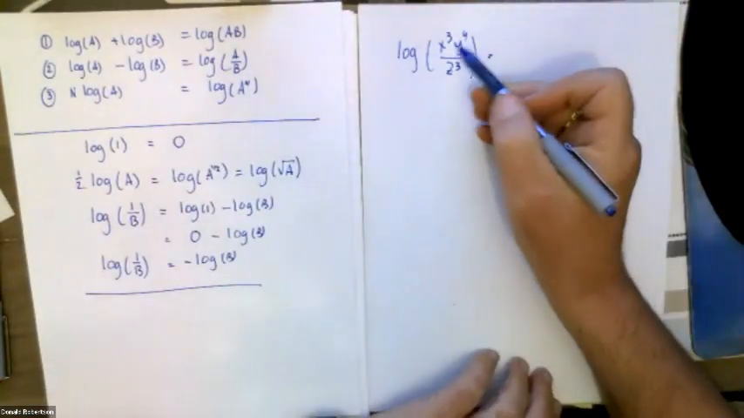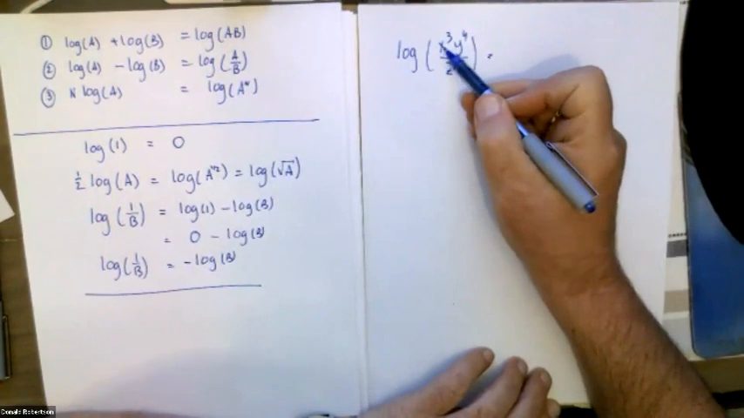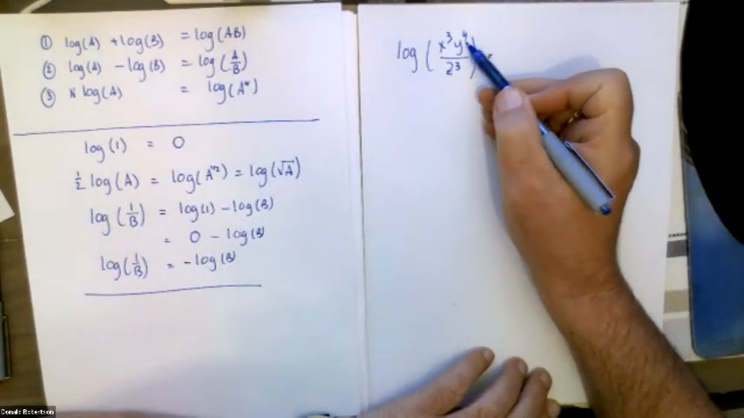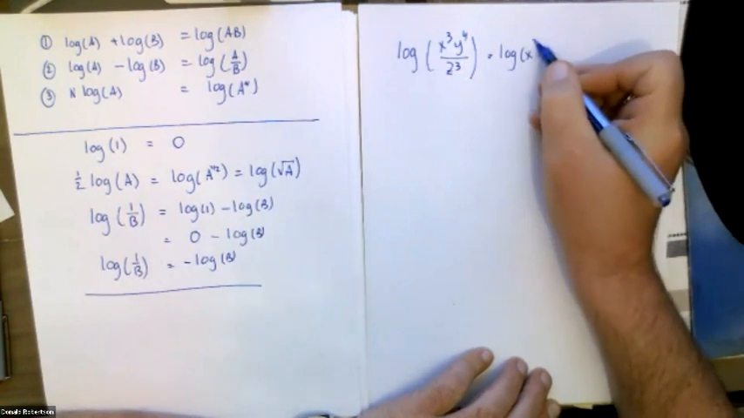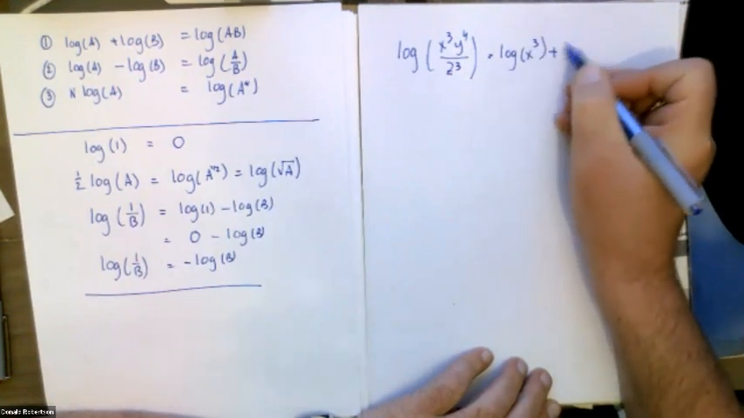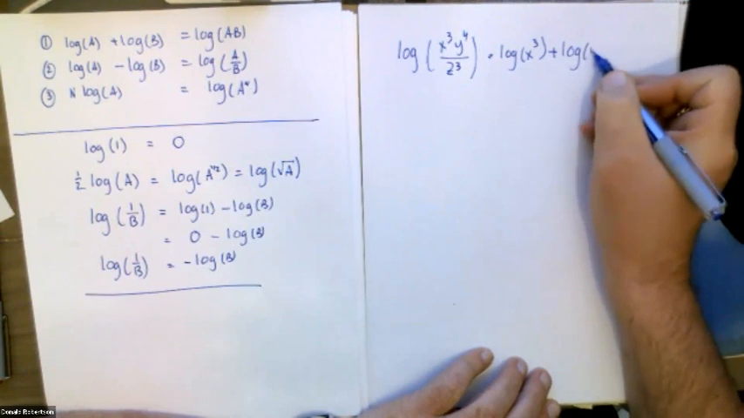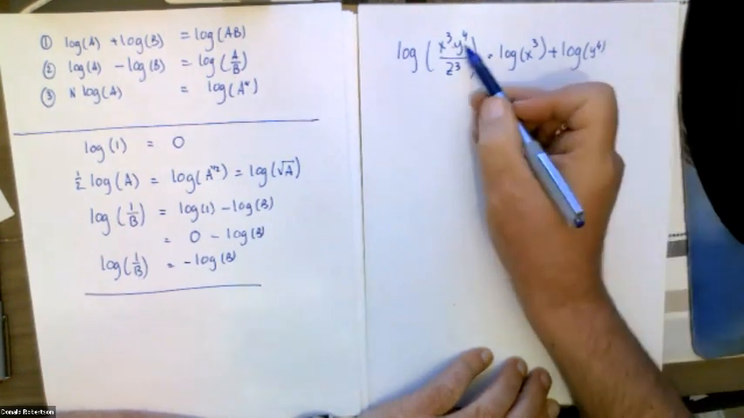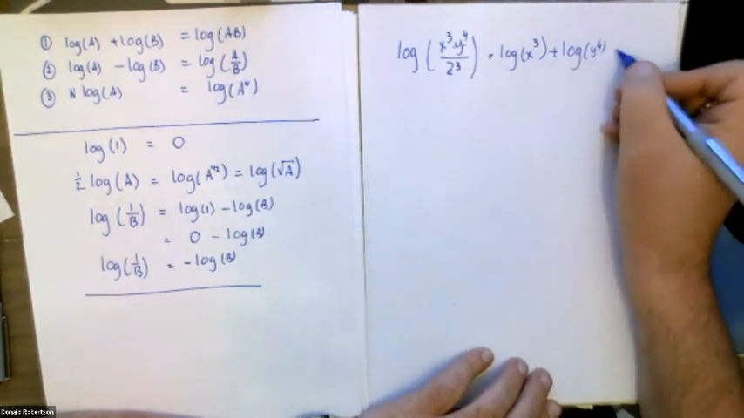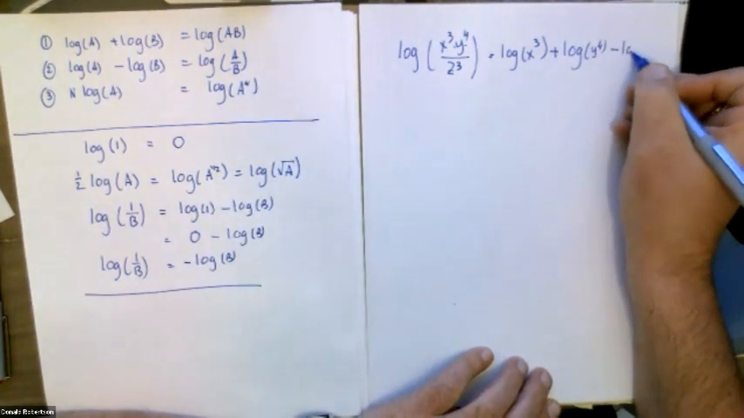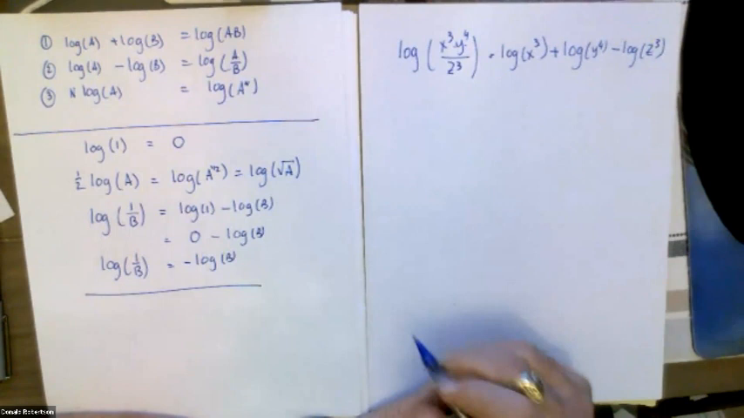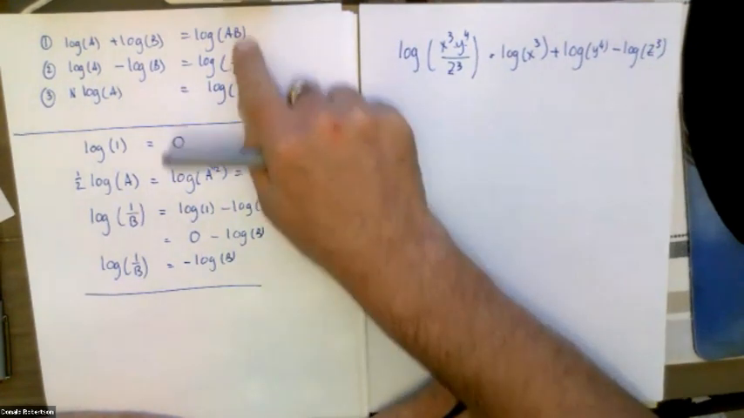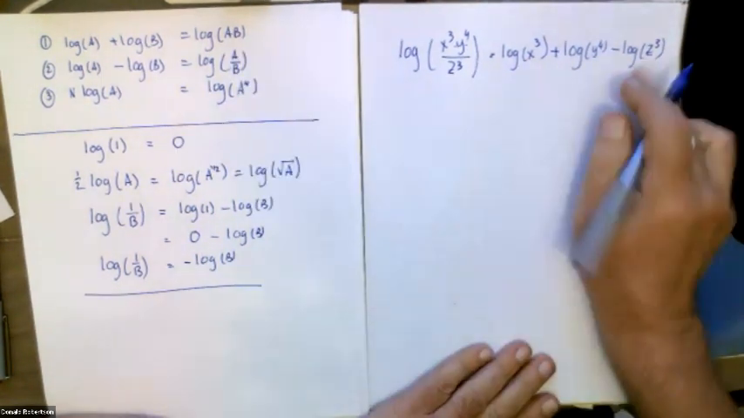So this is what I'm going to do. I'm going to say, okay, what have you got? You've got this times that divided by that. So the first thing I would do is say the log of x cubed plus the log of y to the 4, because these are being multiplied, and you're dividing by that one, so take away the log of z cubed. So that's me using combinations of rule 1 and 2.